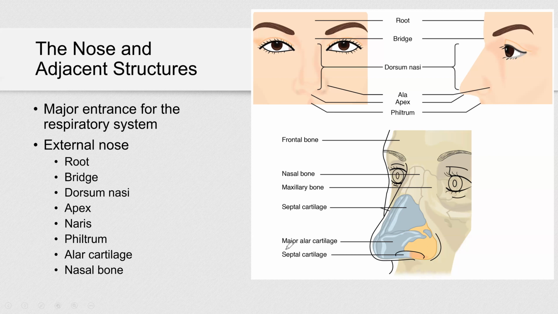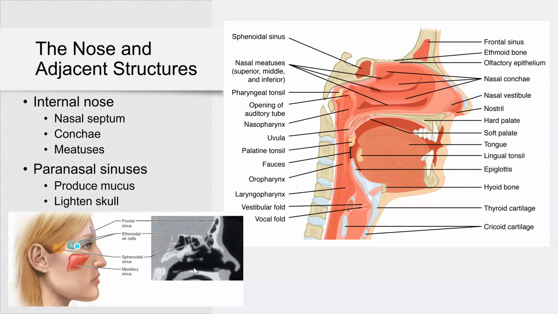You have also alar cartilages right there. And inside the nose, you have septum. And septum divides your nasal cavity into right and left cavity. Also, we have internal nose. So we already mentioned we have nasal septum. It's not shown over here, but it's partially going to be a bony structure and partially going to be a cartilage that divides your nose into 2 cavities.